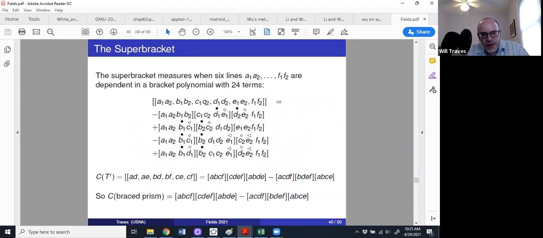Oops, there's the super bracket here. It's this crazy bracket expression. So this is a line A1, A2. So A1 and A2 are points in 3 space. B1, B2 is another line, etc. And this symbol denotes a bracket polynomial with 24 terms. So it's a very compact way to write down a very large bracket polynomial.